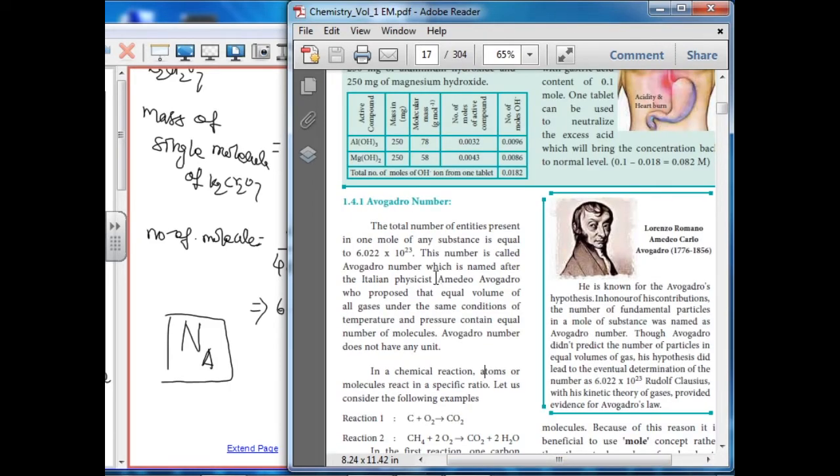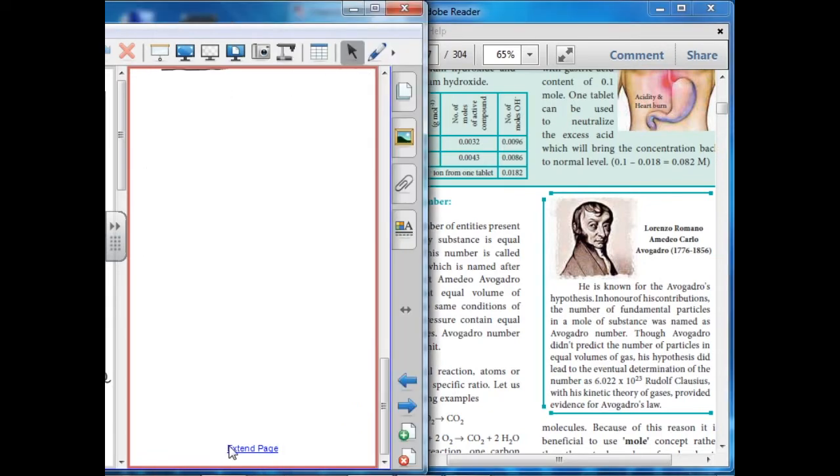Next we are going to Avogadro number. The total number of entities present in 1 mole of any substance is equal to 6.022 into 10 power 23. This number is called Avogadro number or Avogadro constant. Avogadro number is denoted NA. This is the simple representation for Avogadro constant or Avogadro number.